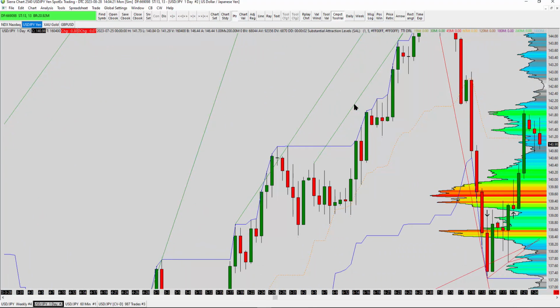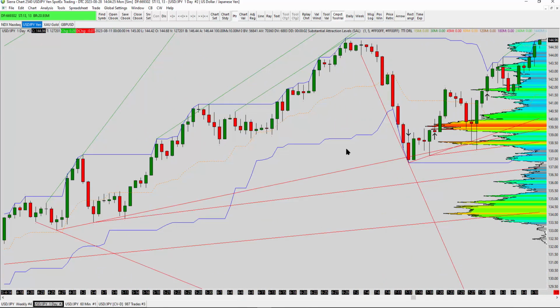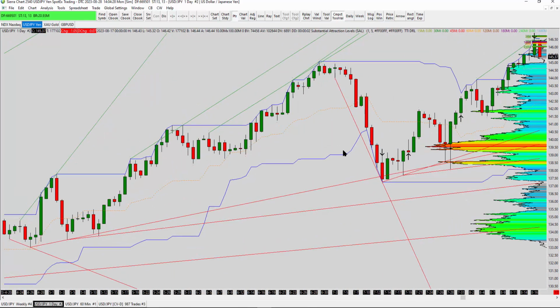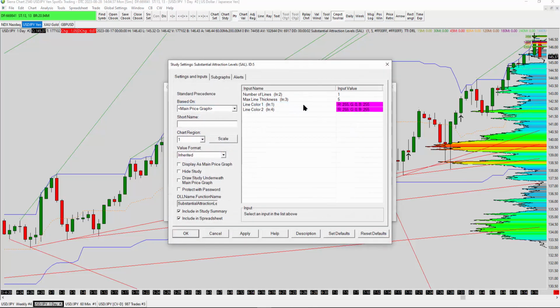We have different indicators, but the other indicator that I want to talk to you about is the SAL indicator, substantial attraction level. If I go to studies, it's substantial attraction levels. On the daily, you see I put only one. It pulls up to 50. Let me explain what I mean by 50. It pulls up to 50 blocks of hidden contracts, or hidden amounts of lots.